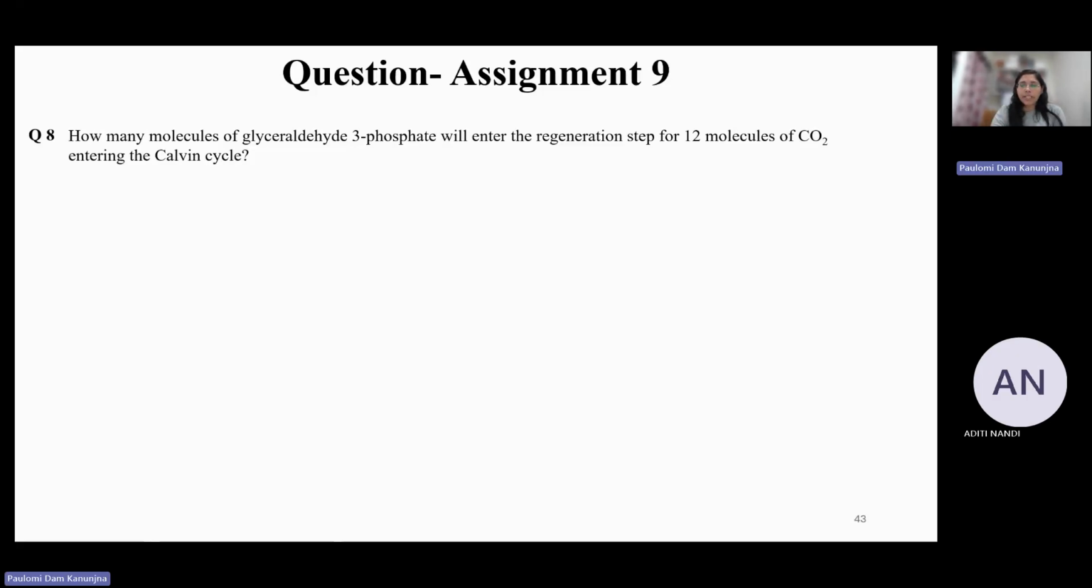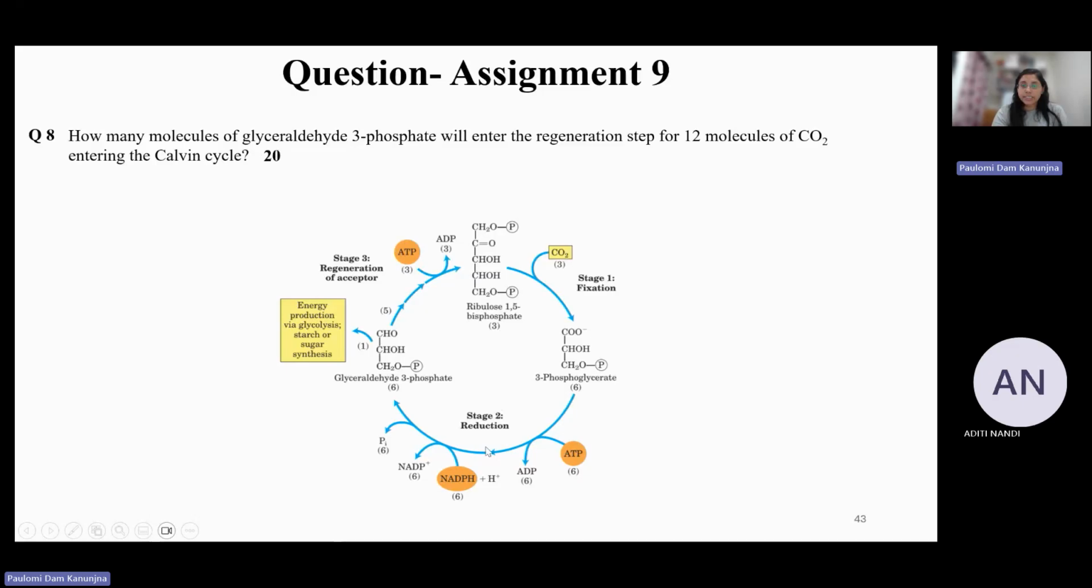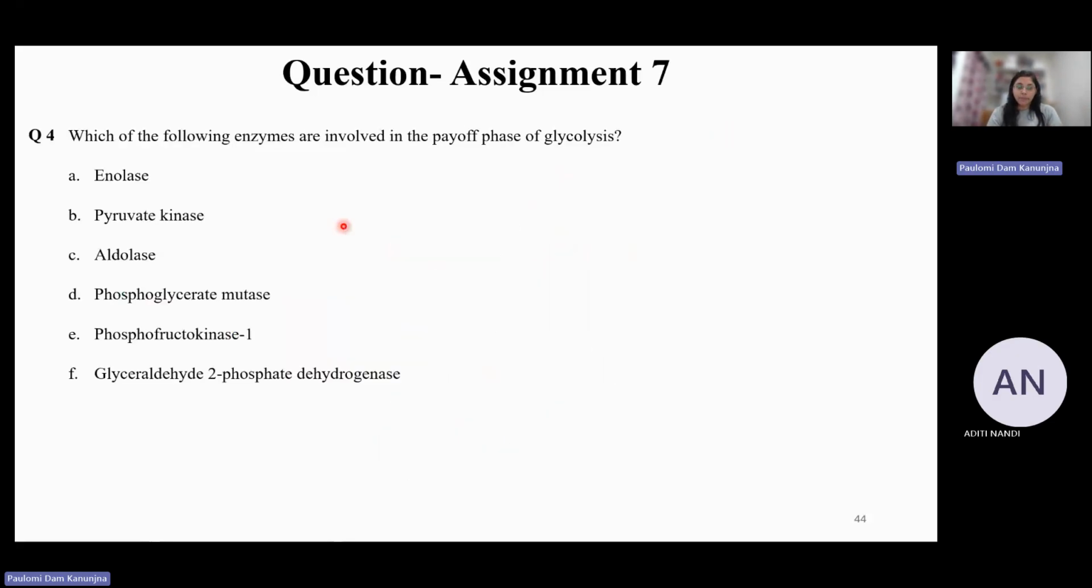Let me give you a quick overview here. Just remember this graph. Every 3 carbon dioxide that are incorporated, you have 6 glyceraldehyde-3-phosphate generated, out of which 1 goes into assimilation and 5 goes into regeneration. Now if you have 12 molecules, which is 3 times 4, then it will be 5 times 4, so 20 glyceraldehyde-3-phosphate. You need to remember, not 4, but 5 times 4, so 20. Okay, all right. Next one.